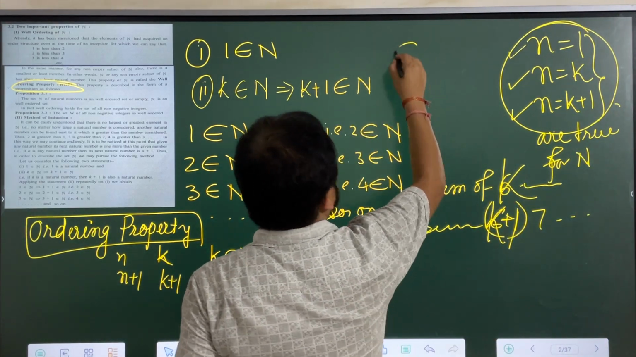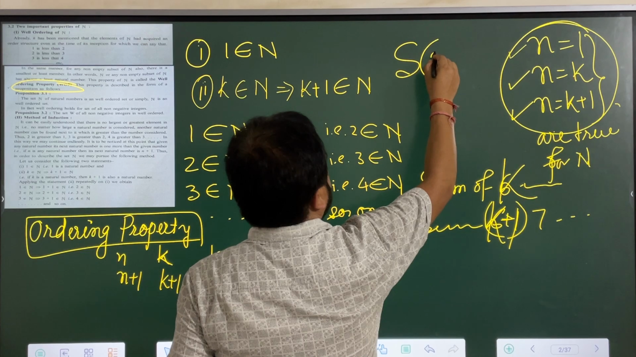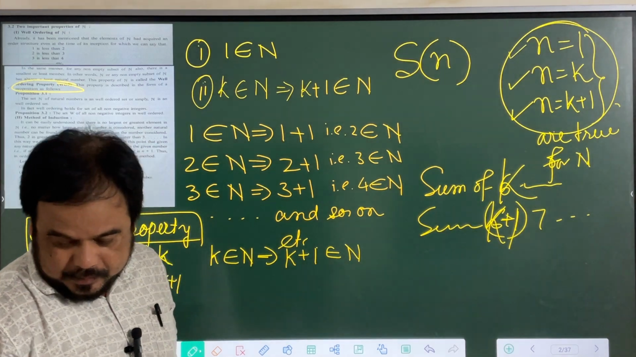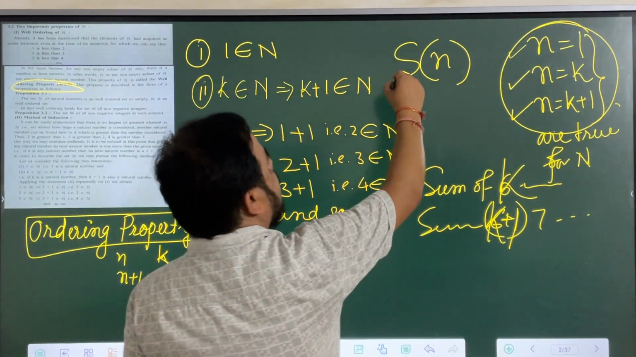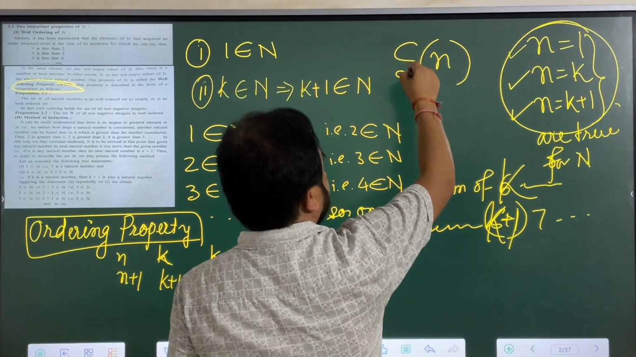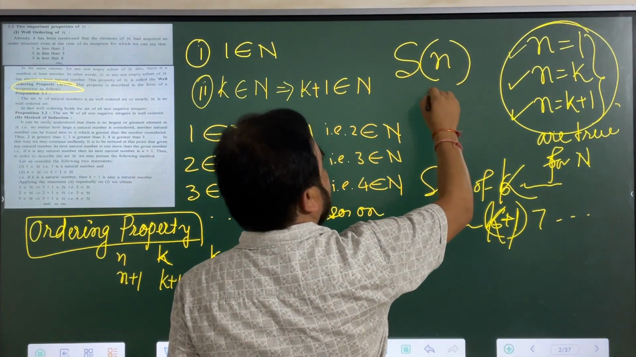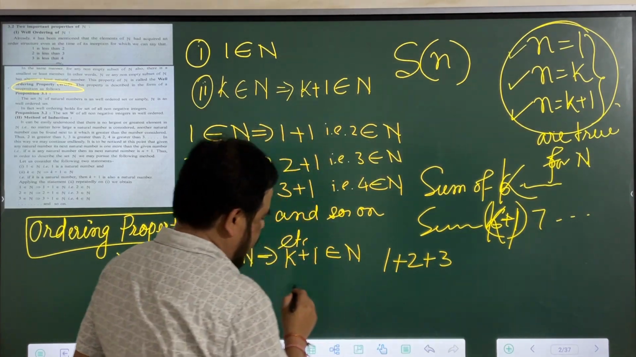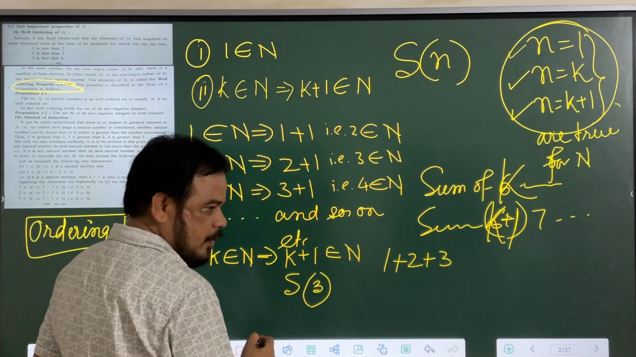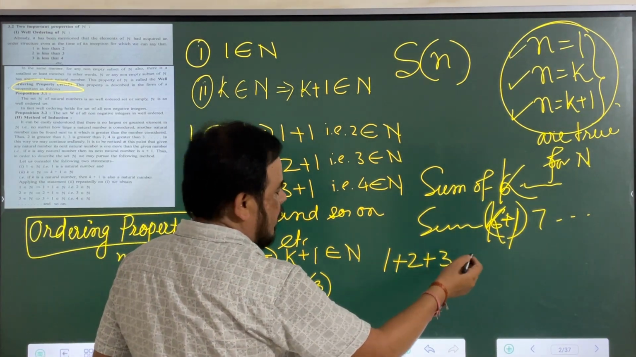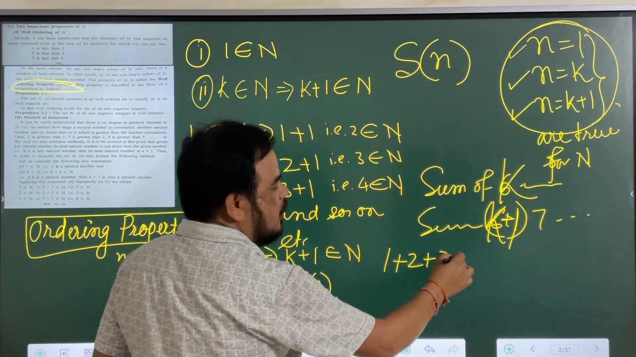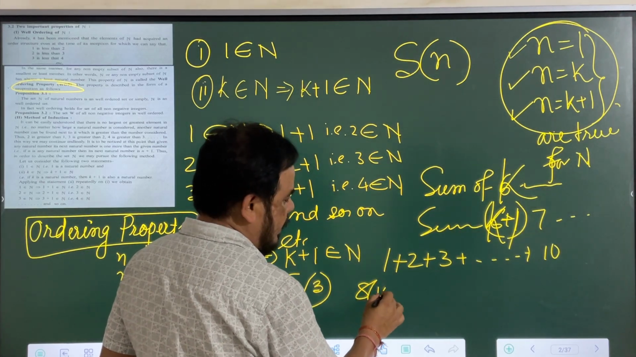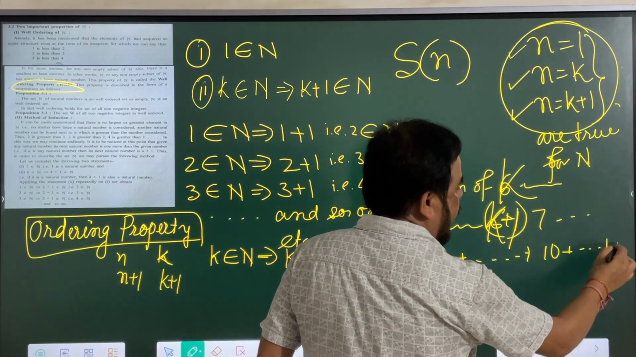Here, one more thing you have to learn. Statement of n. Statement of n means the sum of n numbers. Statement of n we will read as P(n). Look here, I will show you one example. 1 plus 2 plus 3, that means we will write as P(3). 1 plus 2 plus 3 plus 4, so as P(4). 1 plus 2 plus 3 up to 10, then as P(10). 1 plus 2 plus 3 up to k, then as P(k).